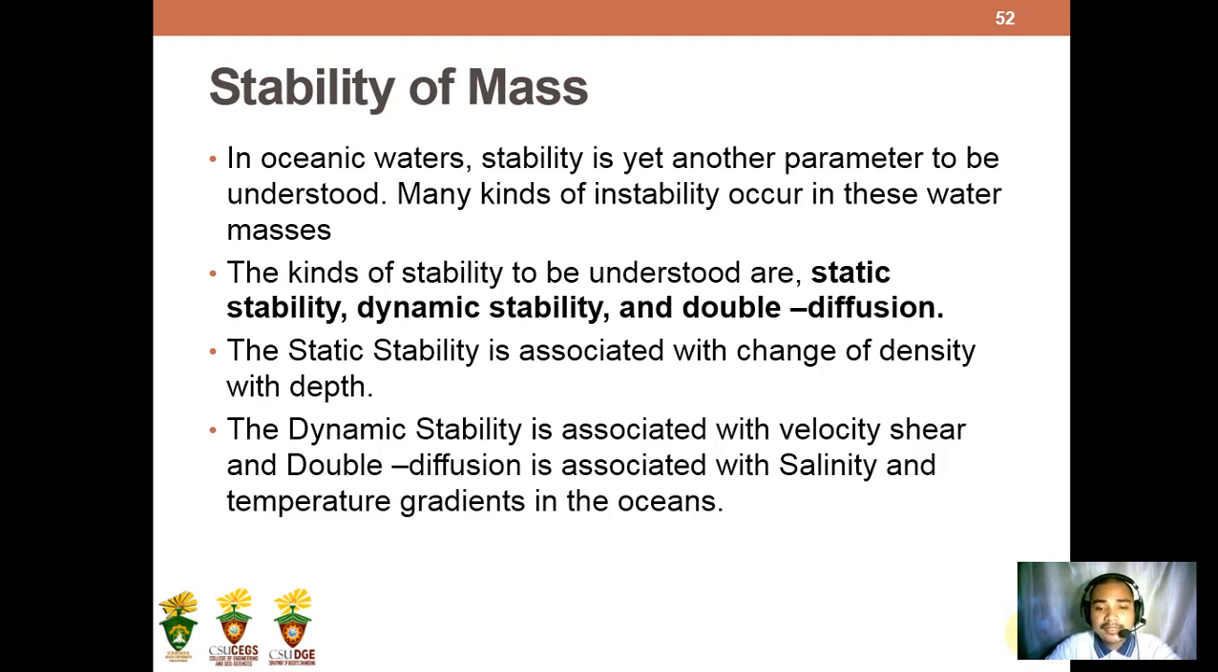The static stability is associated with changes in density with depth. And when we say dynamic stability, this is associated with velocity shear. And double diffusion can be associated with salinity and temperature gradients in the oceans.